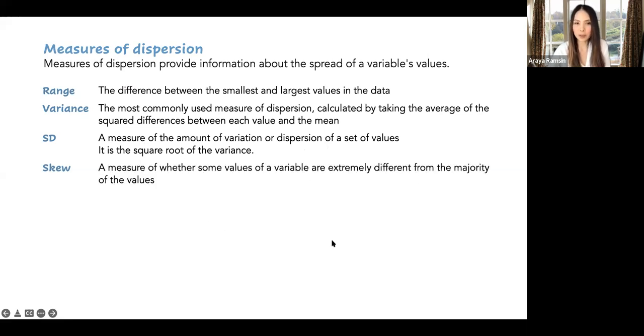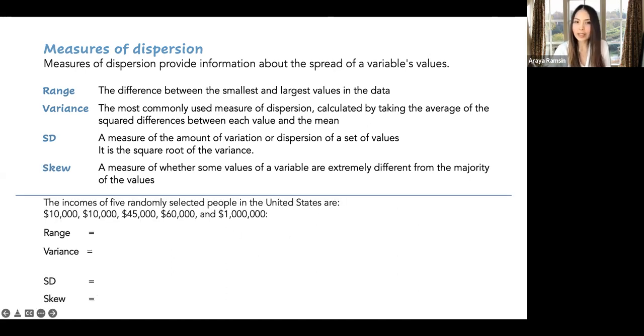What about the last one, skew? Skew is a measure of whether some values of a variable are extremely different from the majority of the values. There are two types of skew. First one is positively skewed, and the second one is negatively skewed. A variable is positively skewed if the extreme values are higher than the majority of values. And the other one, negatively skewed: a variable is negatively skewed if the extreme values are lower than the majority of the values.